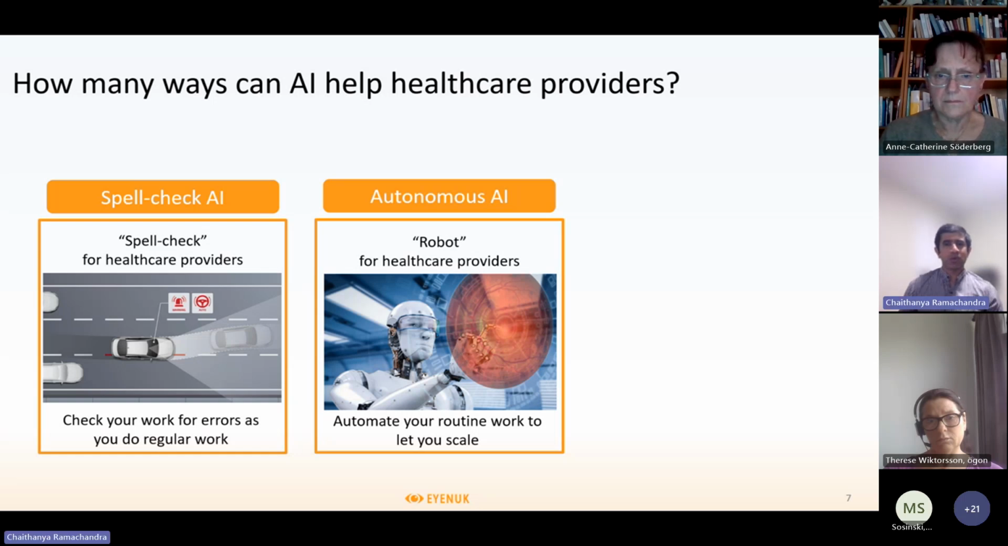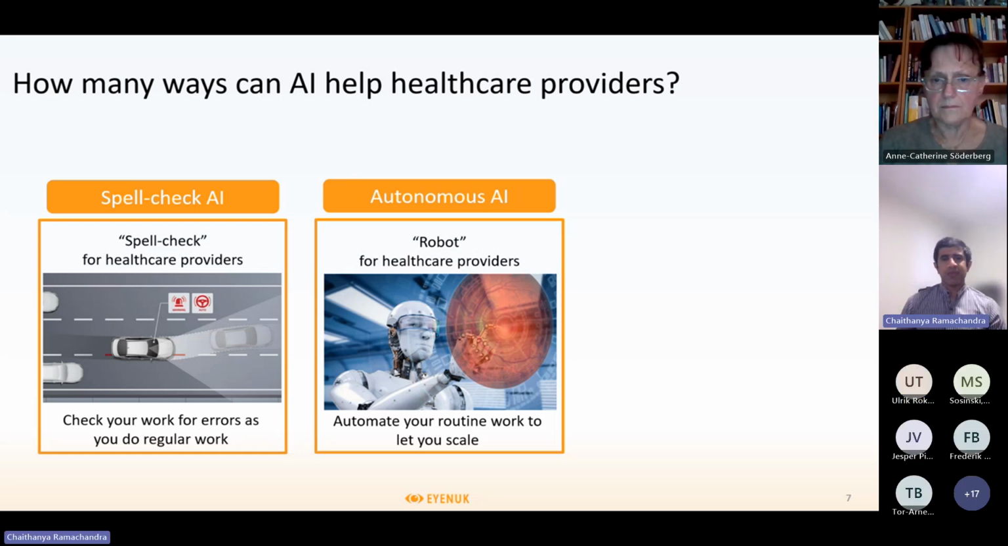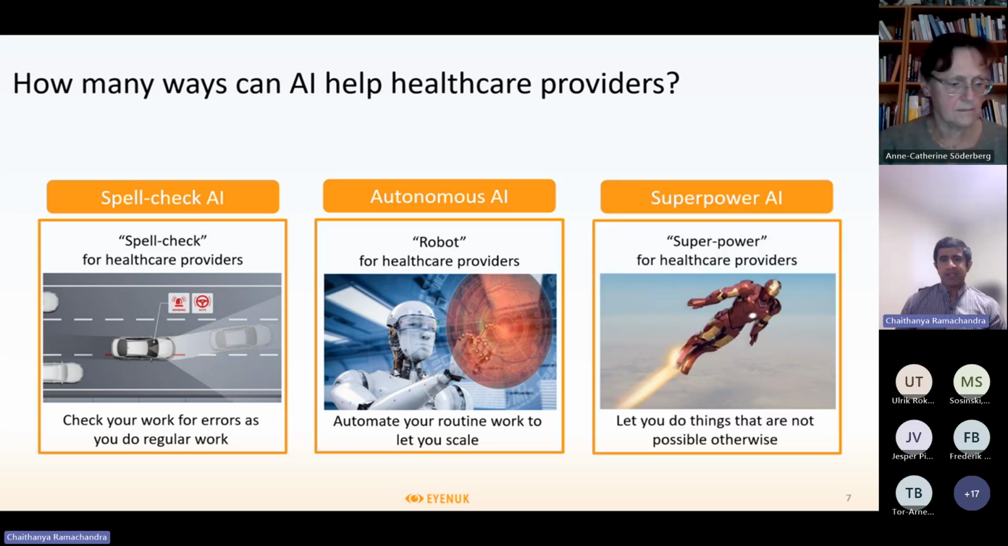These are essentially the robots of the world, right? And finally, superpower AI. Now, this lets you do things that otherwise would not be possible or would involve a lot of effort. It makes it a lot easier to look for biomarkers, look for changes that otherwise wouldn't be possible.